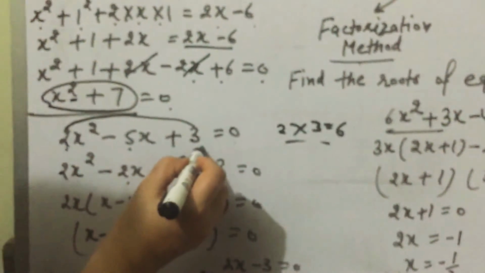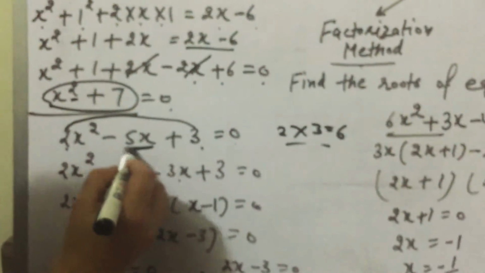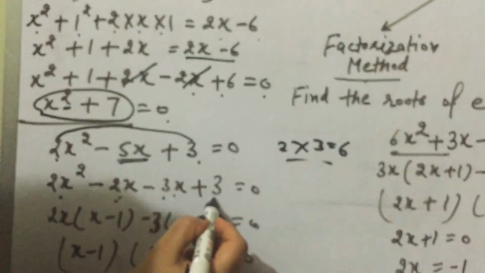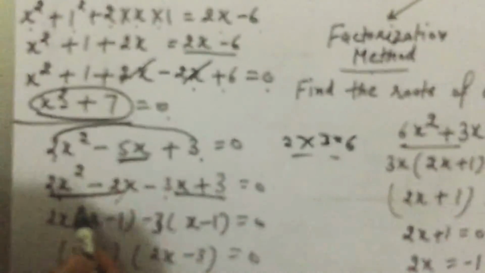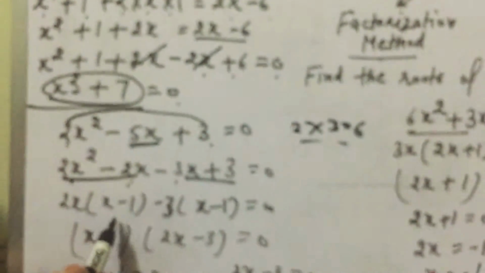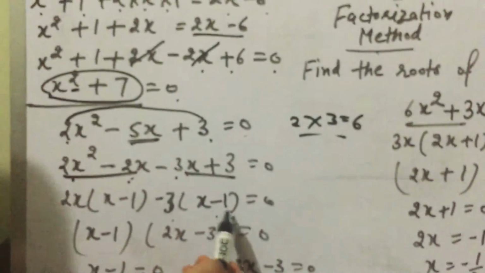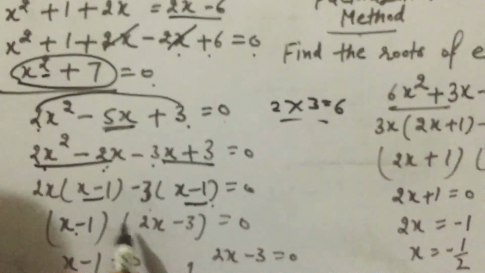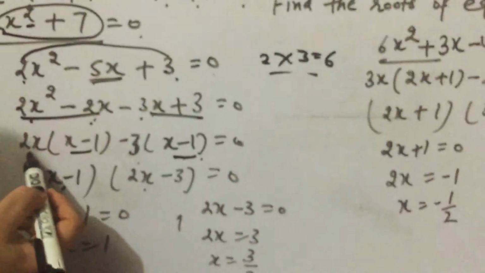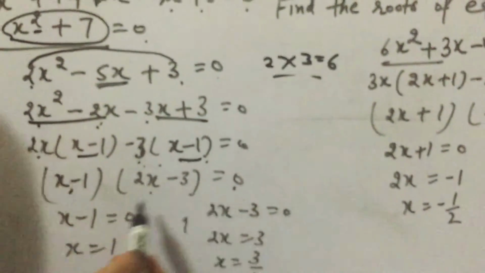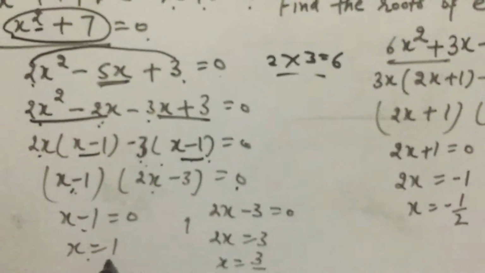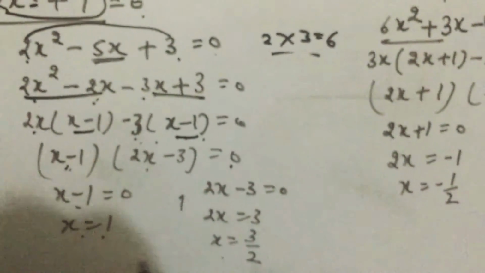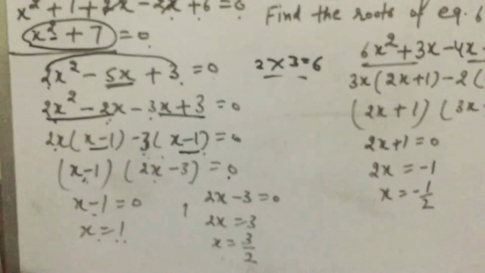First term and the third term will be as it is. We have to split the middle term, that is minus 5x. 2x square minus 2x minus 3x plus 3. Now make pairs and take common: 2x is common, we get x minus 1; minus 3 is common, we get x minus 1. Take x minus 1 common from the whole, we get x minus 1 in the first bracket, in the second bracket 2x minus 3, equal to 0. Now x minus 1 equal to 0, we get x equal to 1. 2x minus 3 equal to 0, we get 2x equal to 3, x equal to 3 by 2. So the answers are 1 and 3 by 2.